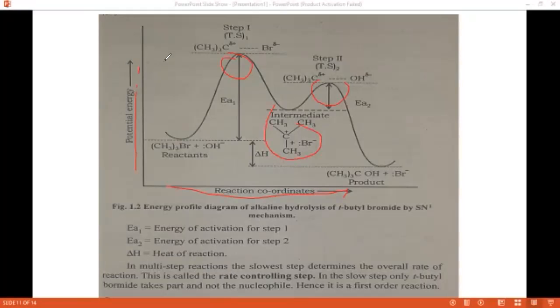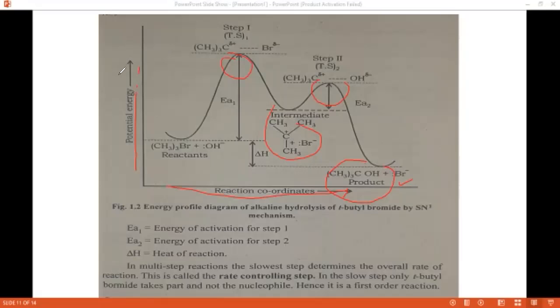In the second step, what happened? The OH minus is attached from the front side and the back side to form the tertiary butyl alcohol plus bromide ions. Means in this figure, the two humps are formed.